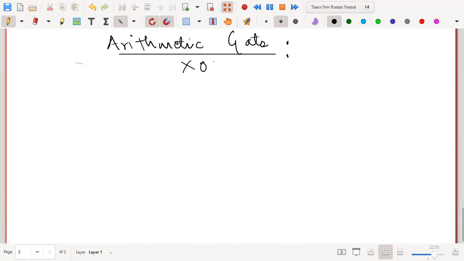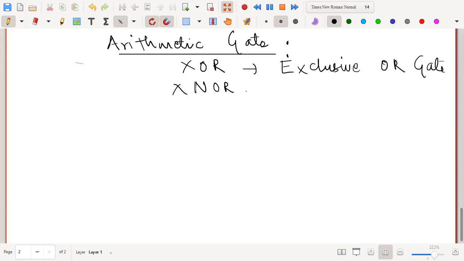One is this XOR gate. This XOR gate is known as the exclusive OR gate. Okay, and the next one is the XNOR gate. This is nothing but the exclusive NOR gate, that means exclusive NOR, XNOR in short, and the other one is exclusive OR.